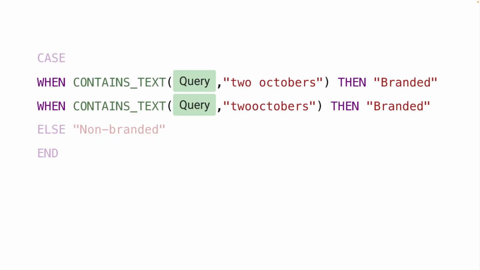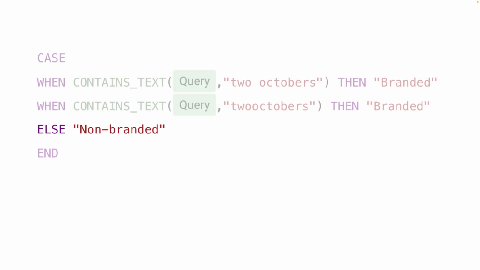Here, I've added a second row because sometimes when people search for 2 Octobers, they add a space and sometimes they don't. And so I want to identify both of those as branded. And you can imagine, like with your brand, there may be a variety of different ways that people search. So it could be misspellings. I've run into it a lot with organic search data that there are different ways that people search for brands. So you might end up with more than 2 statements in your case to identify your branded traffic, and you can have as many when conditions as you want.